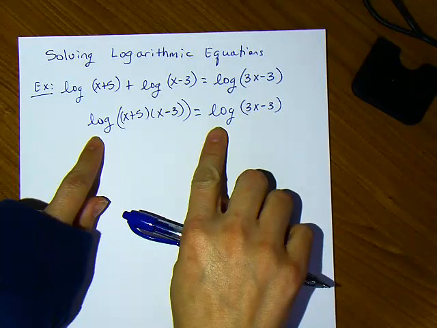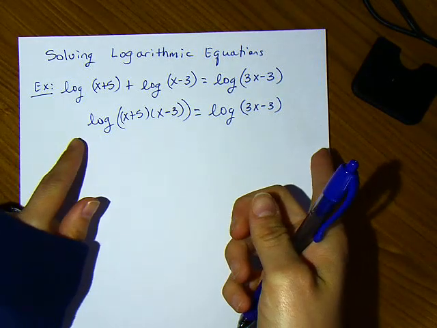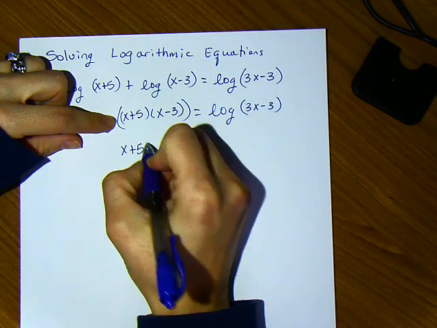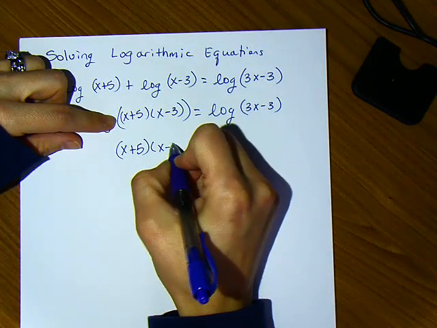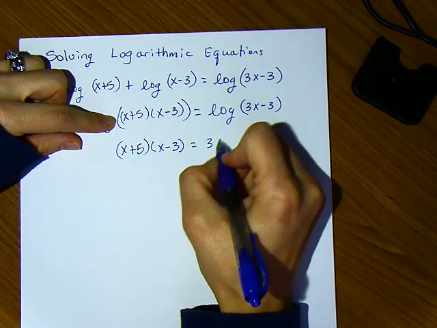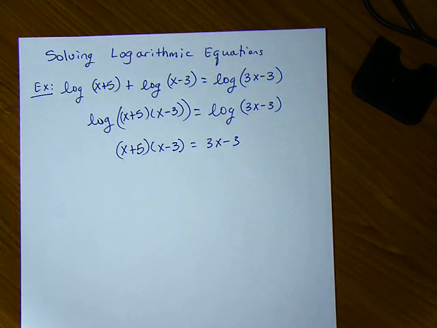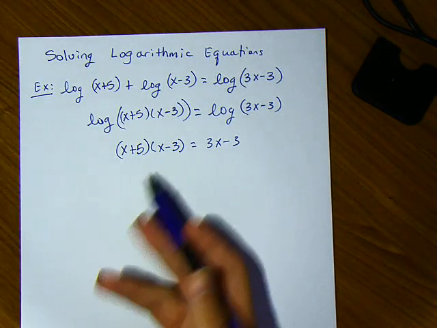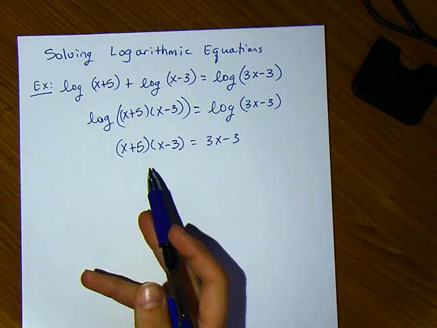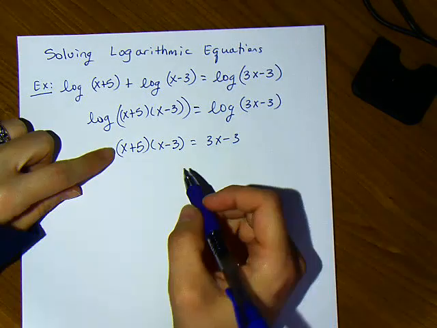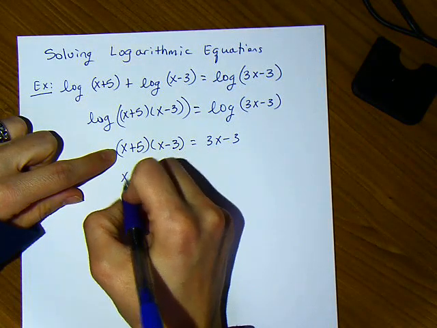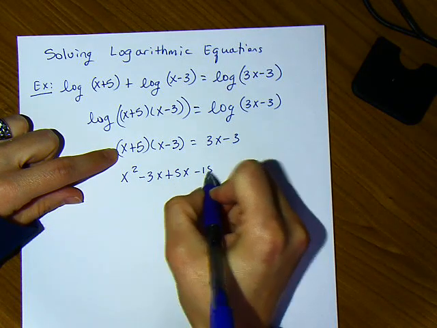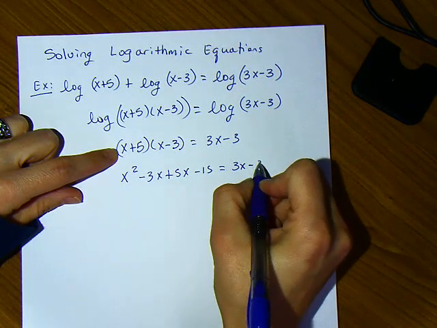Since I have two logarithms with the same base that are set equal to each other, the one-to-one property tells me then that the arguments are equal to each other. So I can just set what's inside the parentheses, the arguments, equal to each other, and solve the resulting equation. So we might recognize this as, if I FOIL this out or multiply, distribute, I am going to end up with a quadratic. So I'm going to distribute. So I get x squared minus 3x plus 5x minus 15 equals 3x minus 3.